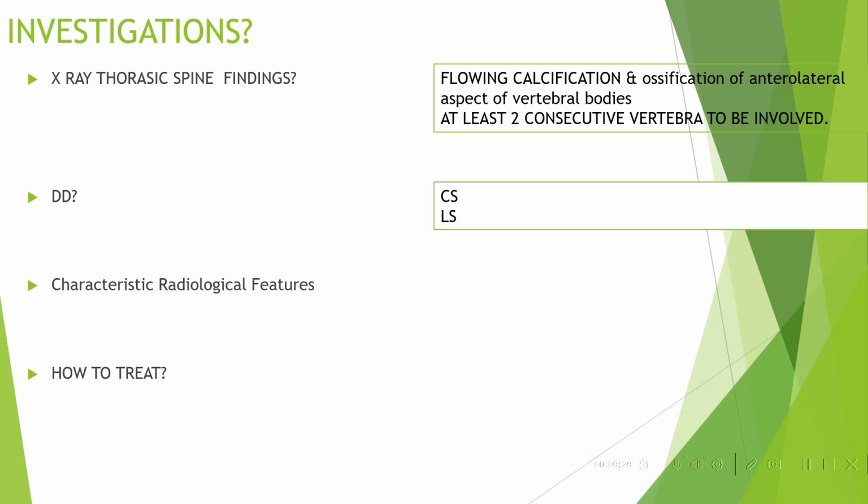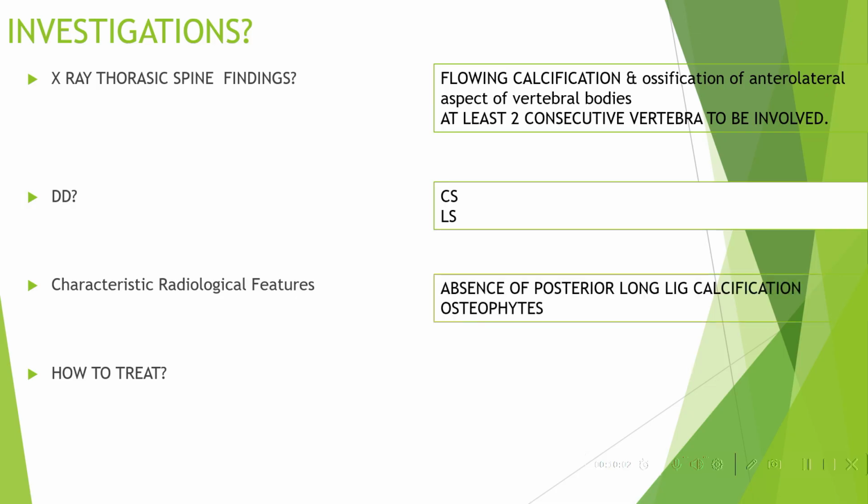What's the differential diagnosis here? The differential diagnosis would be cervical spondylosis or lumbar spondylosis. How will you differentiate? Usually there would be osteophytes, and all osteophytes will be disc-related, usually horizontal, not flowing calcification. In cervical spondylosis, the cervical spine may become straight, and there is posterior longitudinal calcification. The characteristic radiological feature here would be absence of posterior longitudinal ligament calcification. How do you treat this patient?